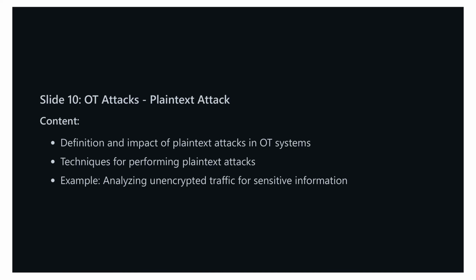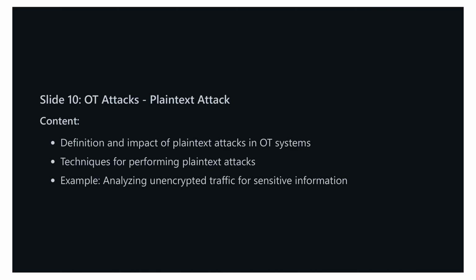To perform plaintext attacks, attackers often leverage tools that can capture network traffic, such as Wireshark or TCPDump, to identify unencrypted data being exchanged. Once they have access to this data, they can analyze it to retrieve sensitive information such as passwords, configuration settings, or operational commands. For example, using Wireshark or another packet analysis tool, one can capture unencrypted traffic and then filter and inspect the data packets to uncover critical information that should ideally be protected by encryption.